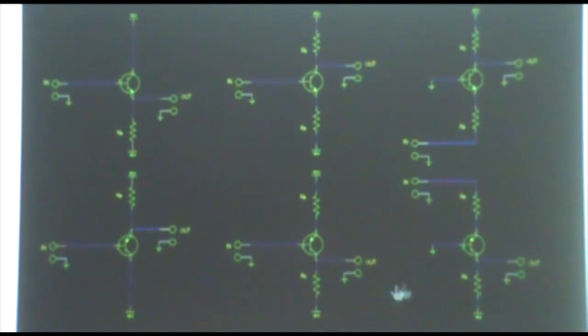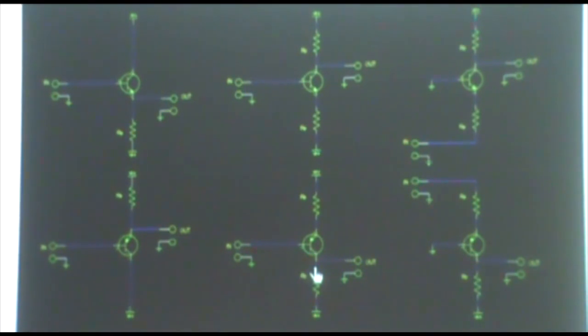Down here is just the same thing with PNP transistors, just for completeness. Notice that everything is just folded horizontally. But you can do the same thing with PNP transistors. This was not the case back when you had vacuum tubes, but now it is.